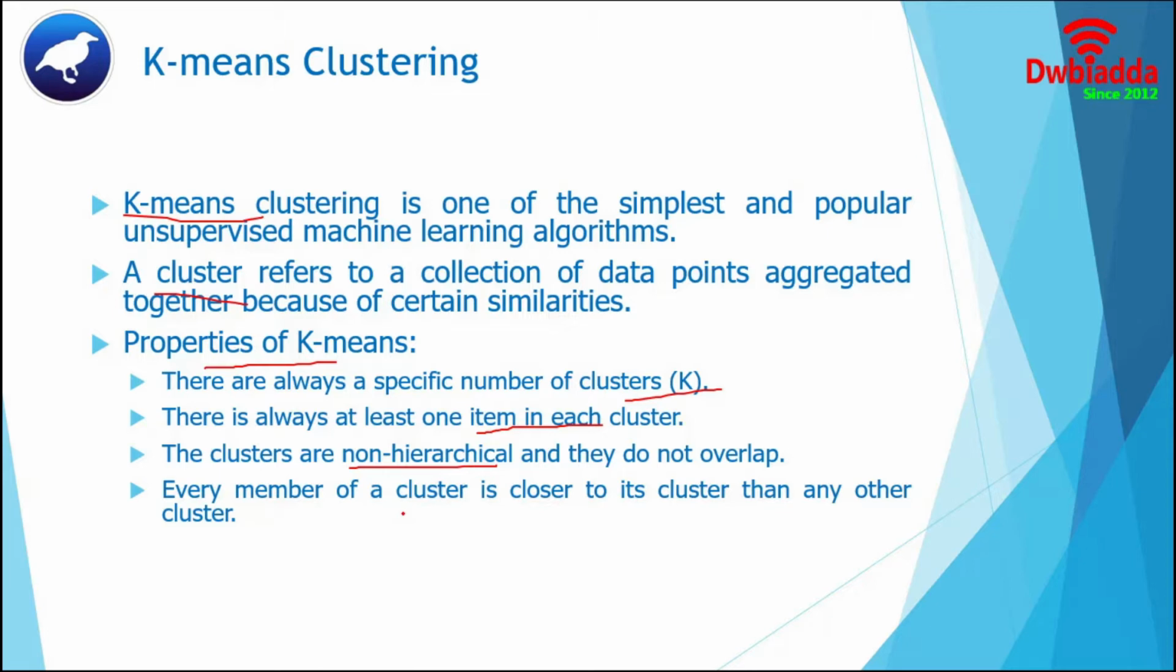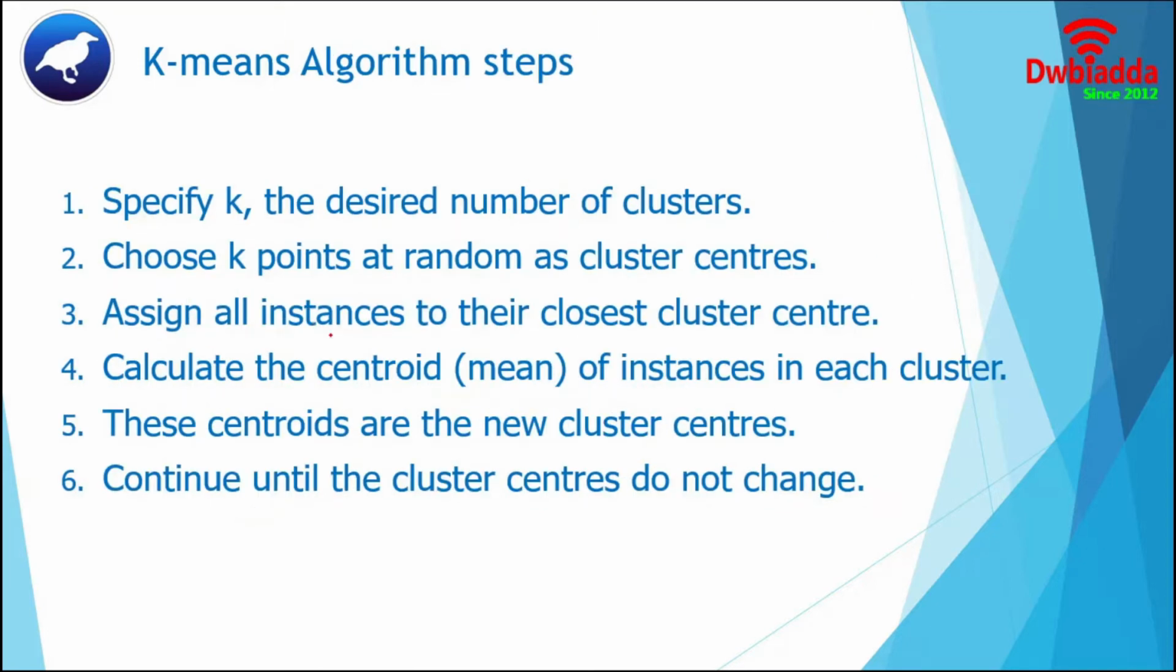Now we will move to the next section. In this section, we will work with the K-means algorithm. The K-means algorithm has these 6 steps. First, we must specify the number of clusters K. We can decide this K from the dataset and problem domain. In the second step, K-means selects K random points as centers for K clusters.